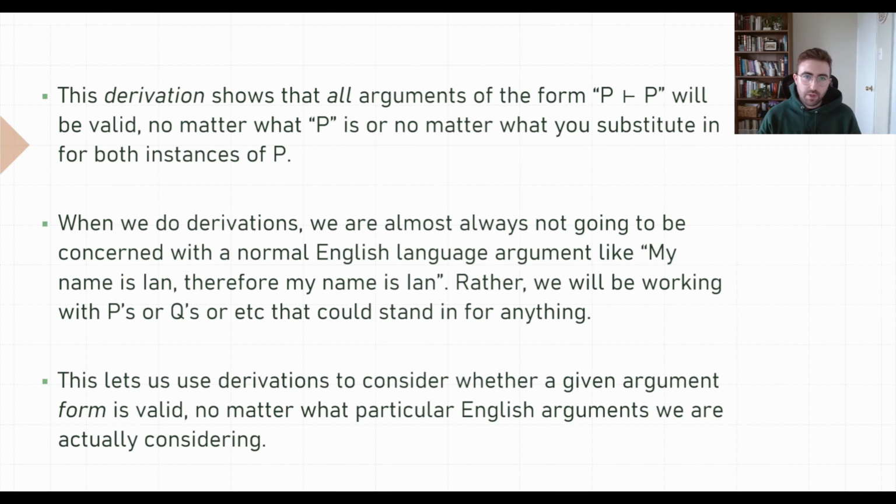But this was just to explain the concept. When we're doing derivations, generally, we're not concerned with actual English language arguments. We just want to know about argument forms generally, right? And so we'll be working generally with P or Q or R, or claims like if P then Q, or claims like P and Q or whatever. And you could substitute in any sentence for those letters. And this just lets us use derivations to consider whether a given argument form is valid, regardless of any particular English argument we substitute in.